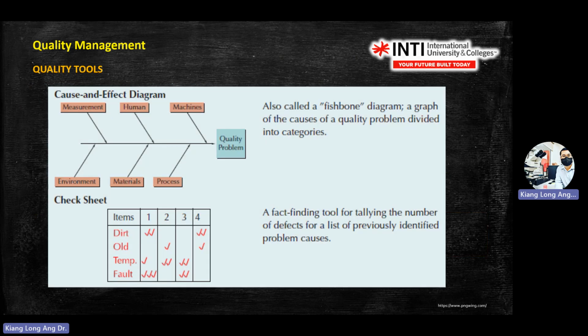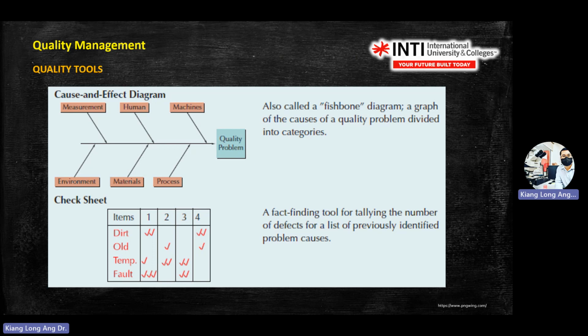The second one is also very famous in quality, in brainstorming or cost identification, meaning the reason for some defect in your products. It's called the cause and effect diagram, or it looks like a fishbone, right? So it's also called a fishbone diagram. Okay, the second tool is called the cause and effect diagram or fishbone diagram.